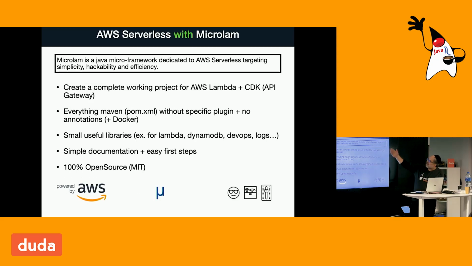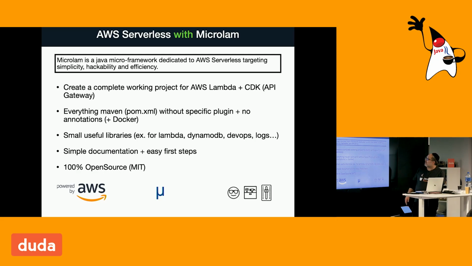And now I created microlam. It's a Java micro framework, so something very small, doing a specific task, but I hope doing it well. It's dedicated to AWS Serverless. It's not doing anything else, just a project for Lambda, targeting simplicity, hackability, and efficiency. Efficiency for me is for the developer, reducing the cycle of development, and also to be good in production for performance.